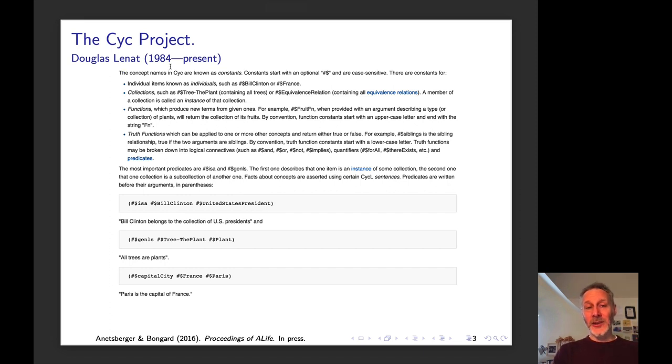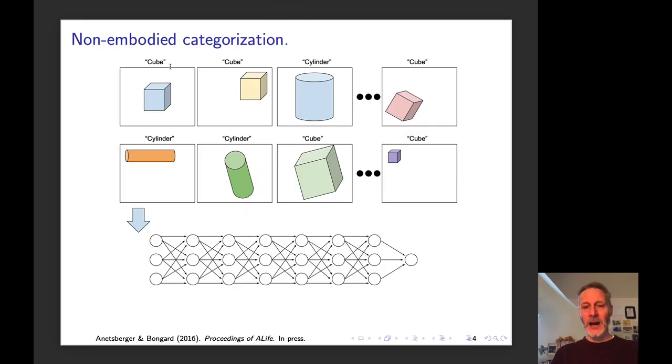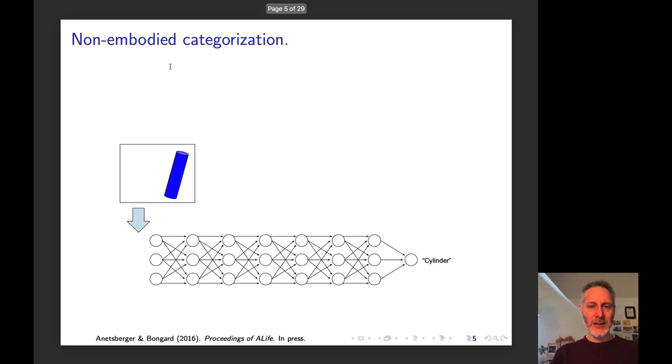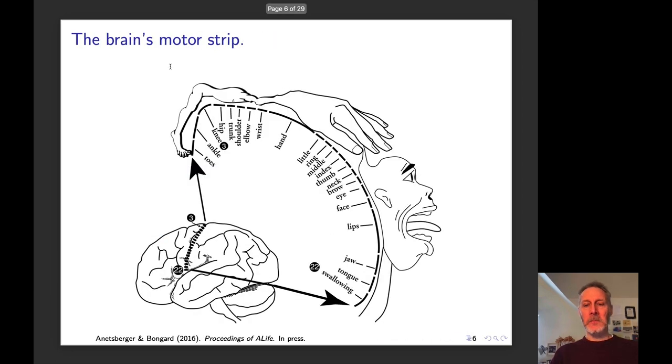It's arguably one of the longest running AI experiments in history. It's been going since 1984. If you Google it, you can go to the Psych Project website. Okay. I think in the interest of time, I'm going to skip over this.